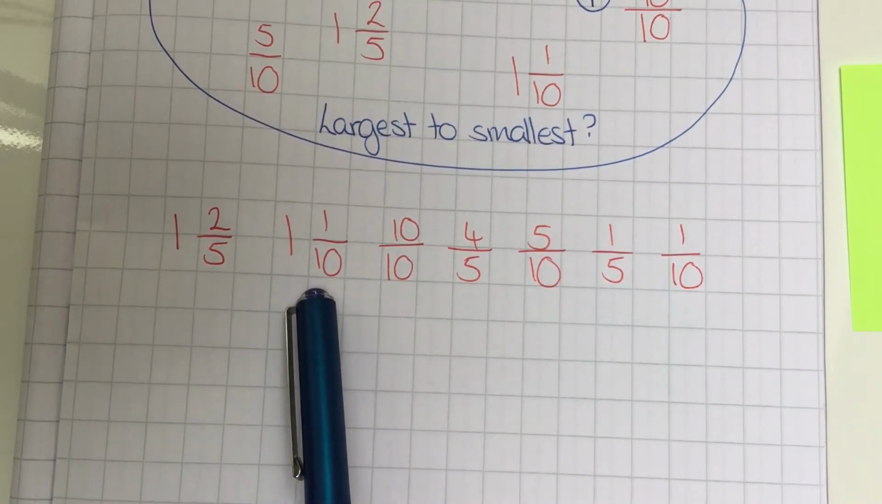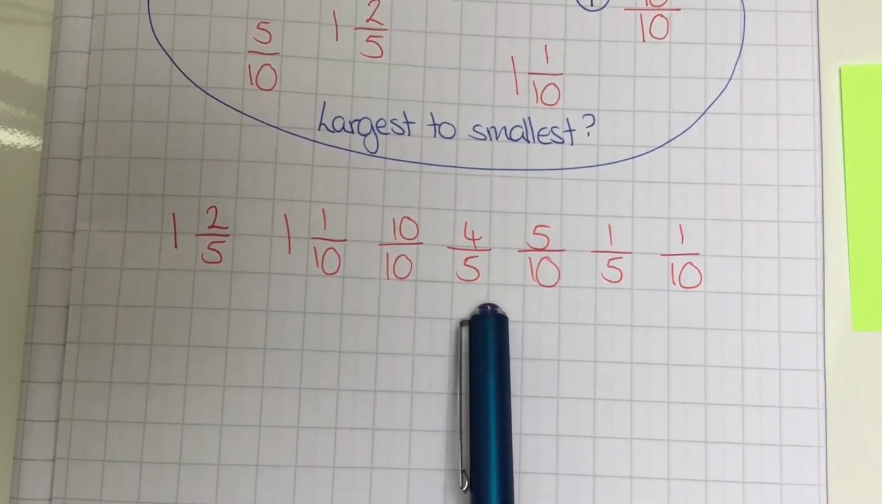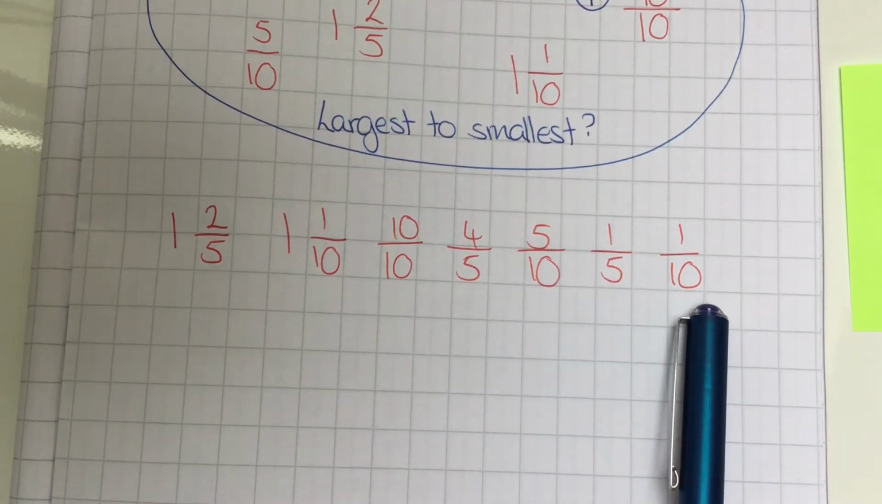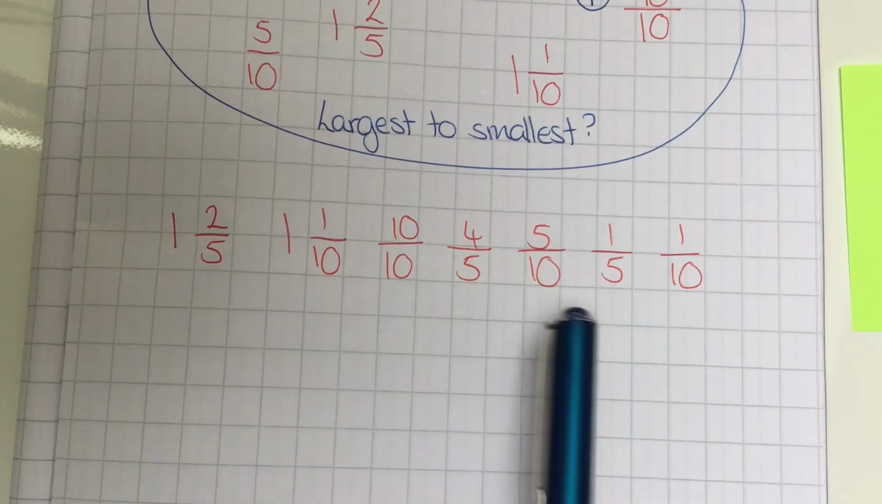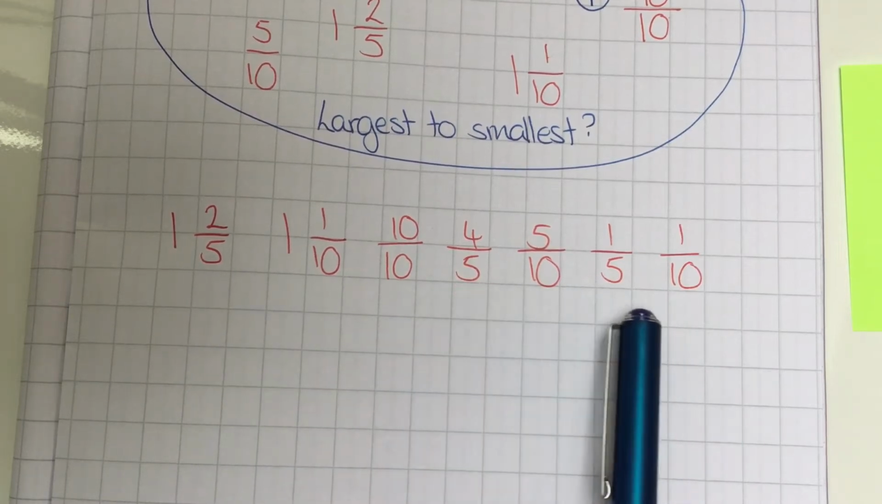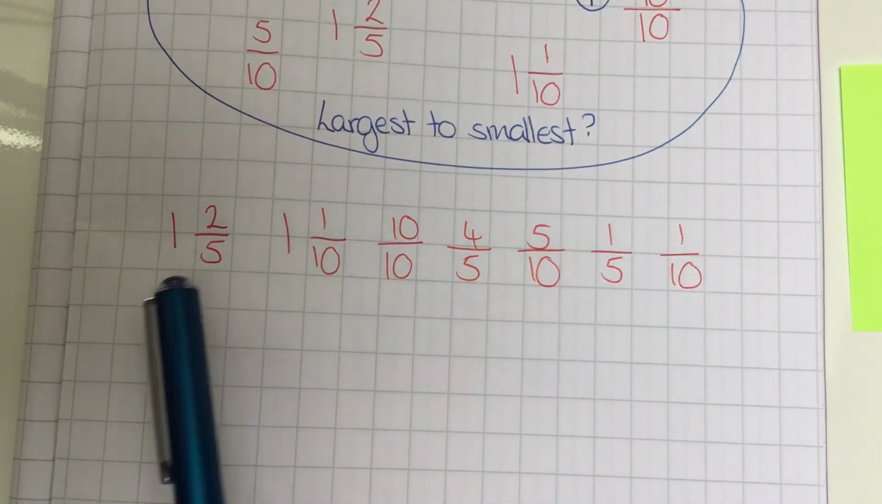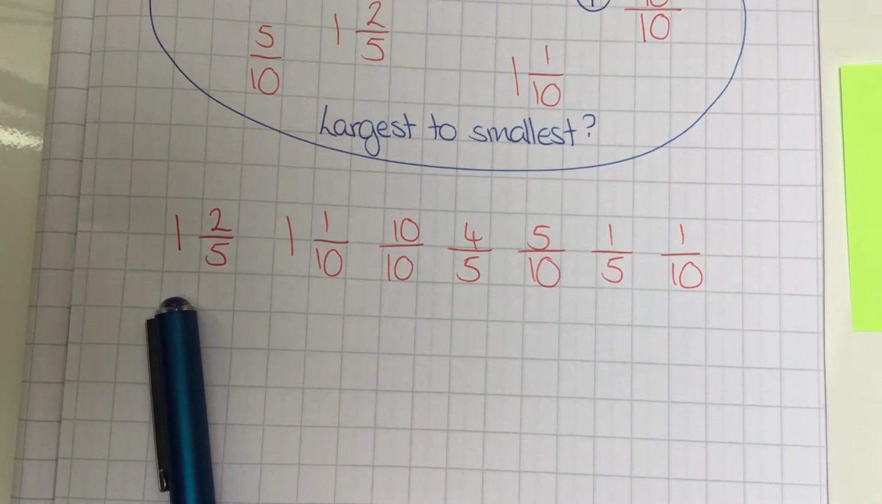As the fraction number gets bigger, the actual size of the fraction gets smaller. So 1/10 is much smaller than 1 2/5, okay? Or even 4/5. So 1 1/10 should be last, and you should have 1 2/5 as your largest.